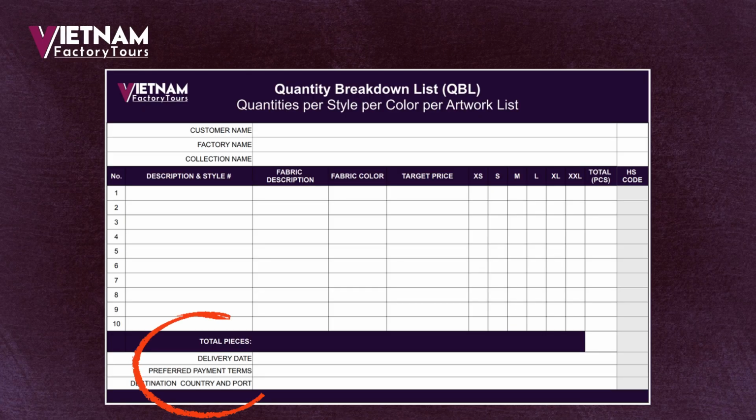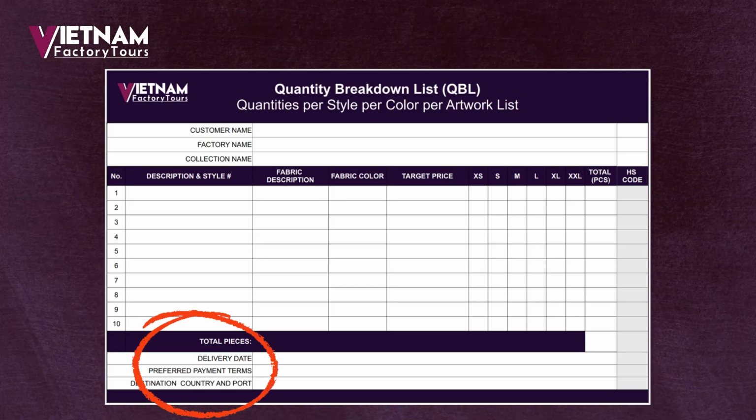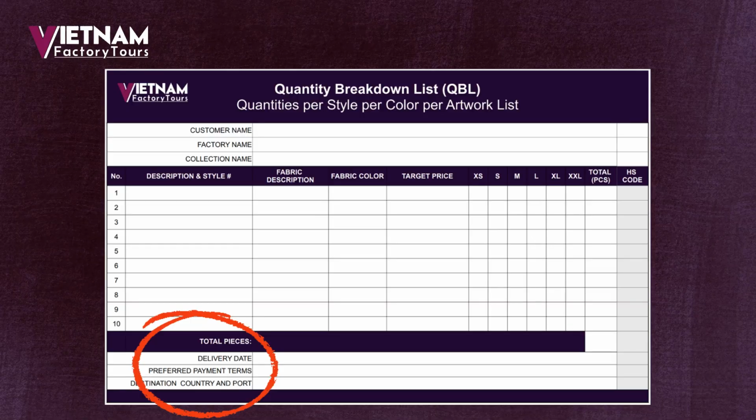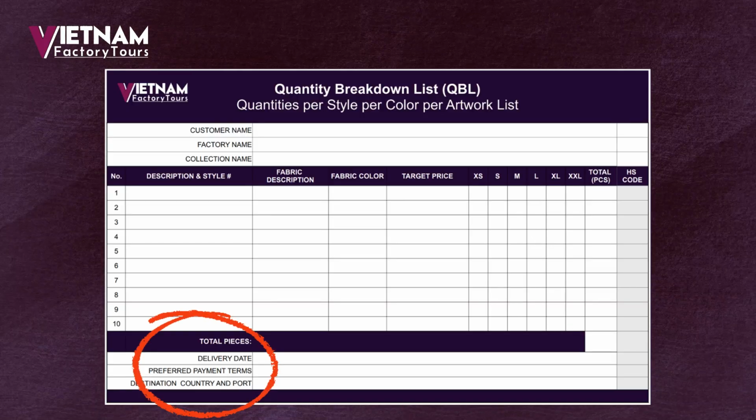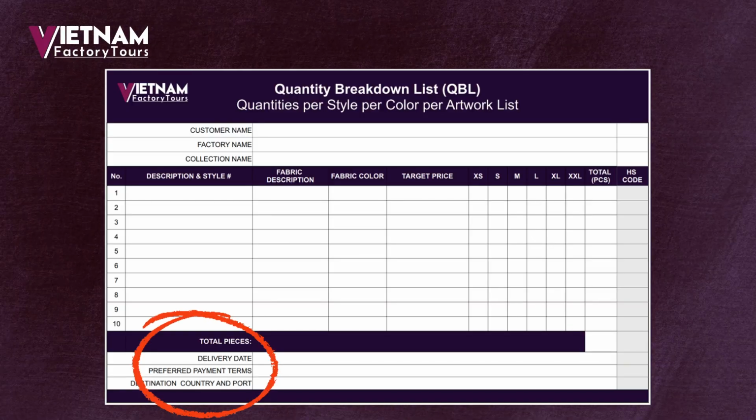You can also talk about the preferred payment terms. The typical payment terms is 30% deposit and then 70% after final inspection before shipment. Use that as a way to open the discussion about payment terms. If they agree, great. If they don't, then listen to what they have to say. If it's acceptable to you, just make a note, check that off, and move on to the next topic, which is the destination country and port.